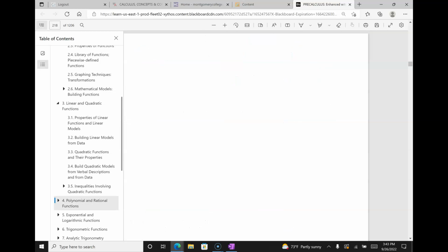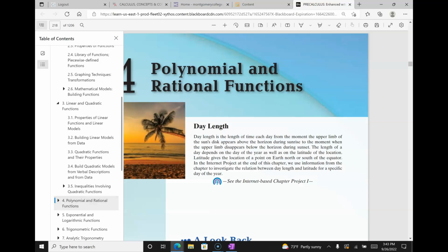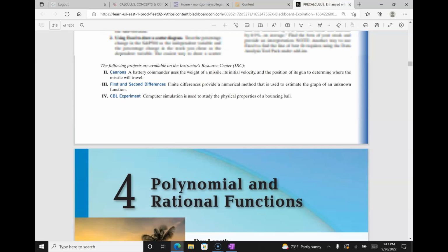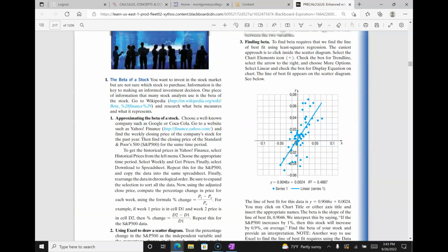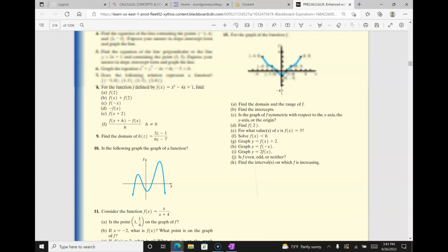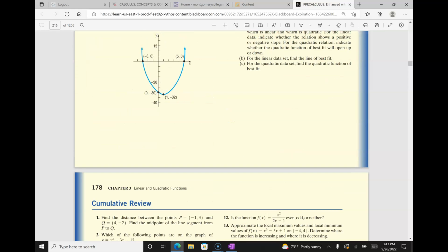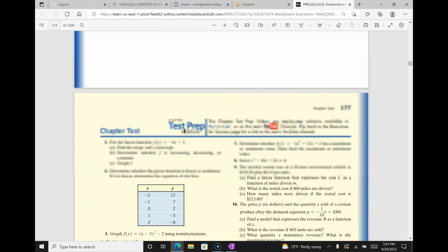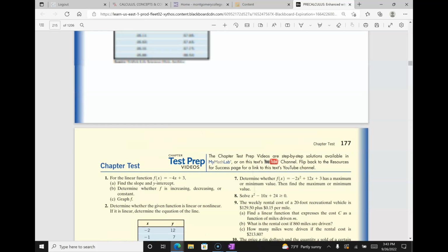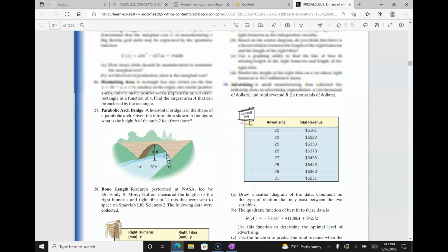All right, 3.5, quadratic inequalities. And what that means is sine tables. Want to do an easy one first or a tough one?